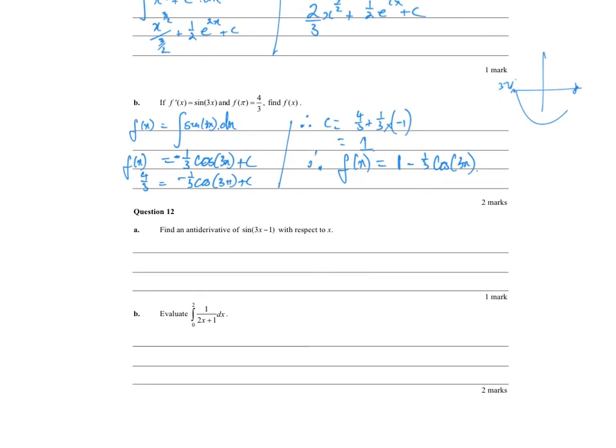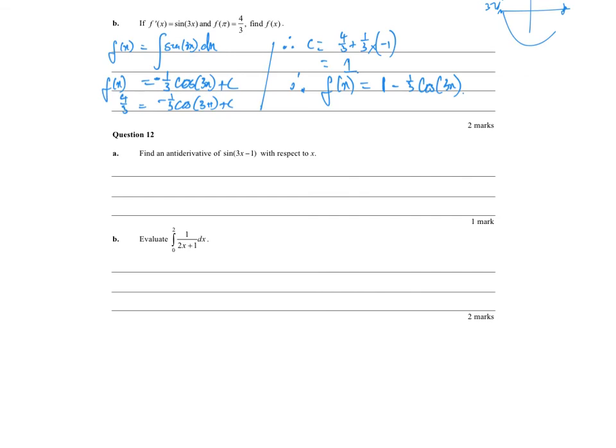Okay. Find an antiderivative of that with respect to x, that's fine. So the minus 1 part is just a phase shift, so it doesn't affect anything. So an antiderivative of that is just the antiderivative of sine 3x minus 1 dx, which is 1 on 3 cos 3x minus 1 plus some constant c. Okay?